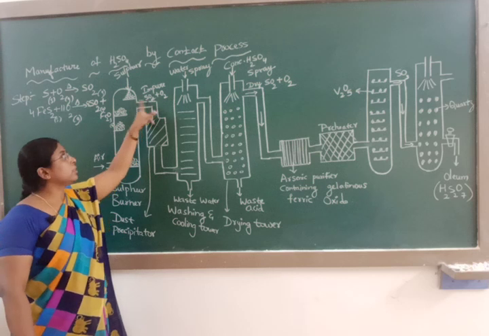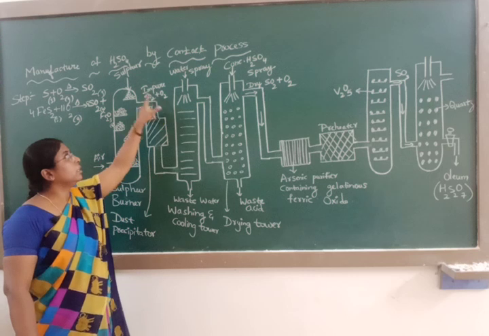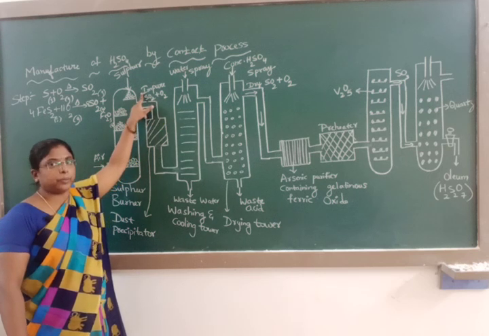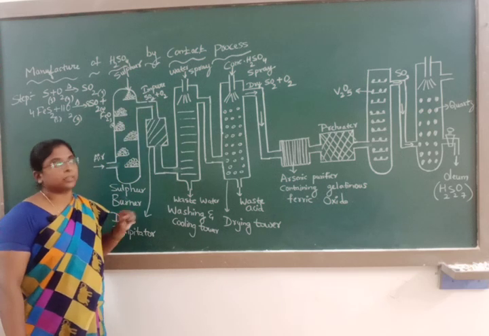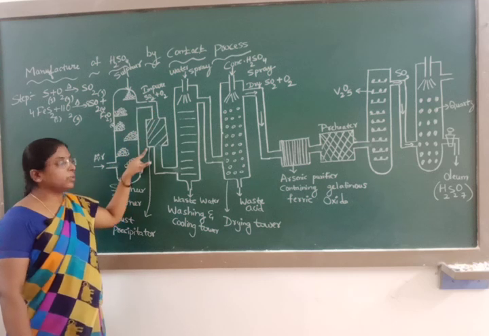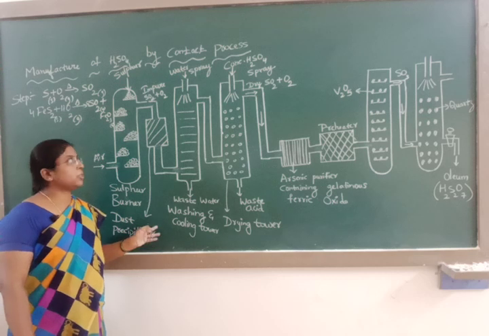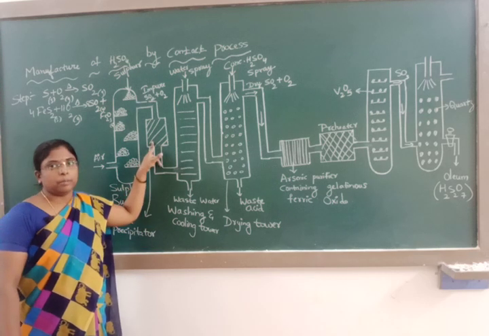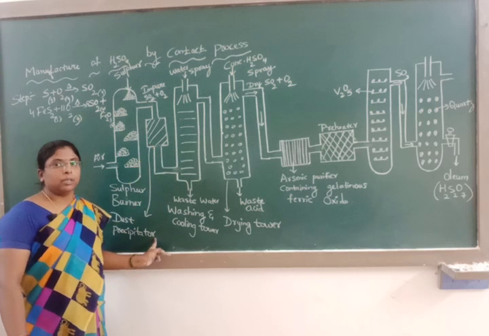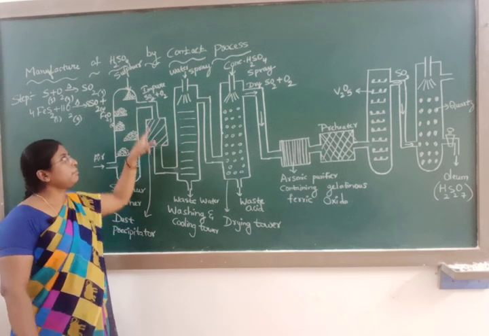Since air contains oxygen, the sulfur dioxide obtained along with oxygen is not completely pure. We have to remove the impurities. The obtained sulfur dioxide along with the oxygen is passed into a dust precipitator. The role of the dust precipitator is to remove the dust particles present along with sulfur dioxide. It precipitates the dust, so the dust particles are removed.